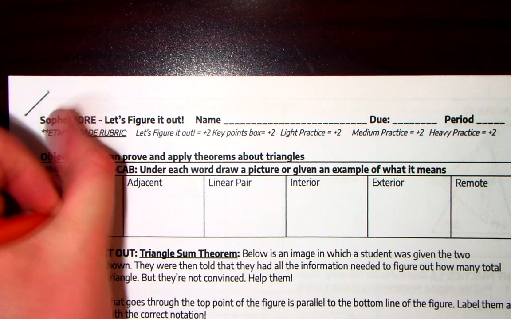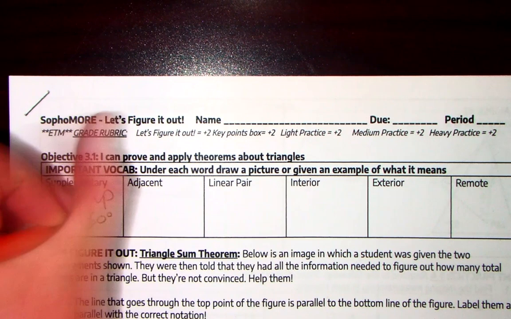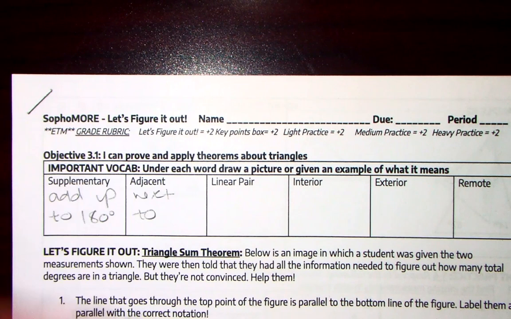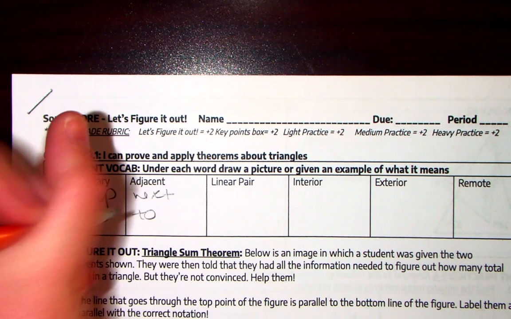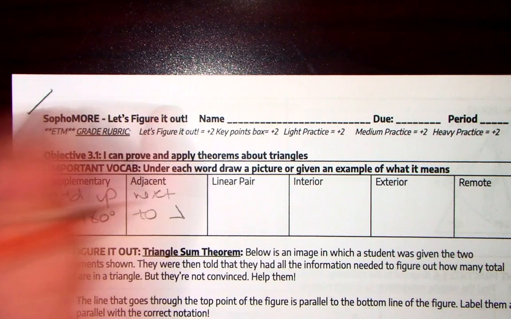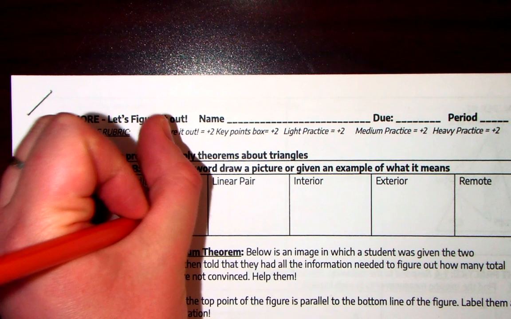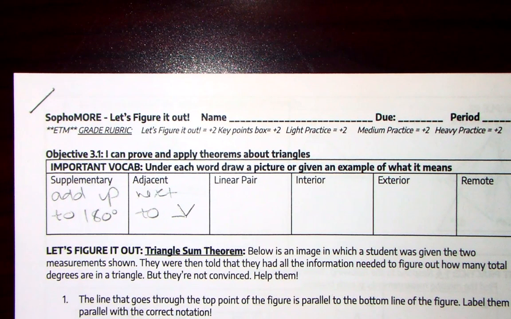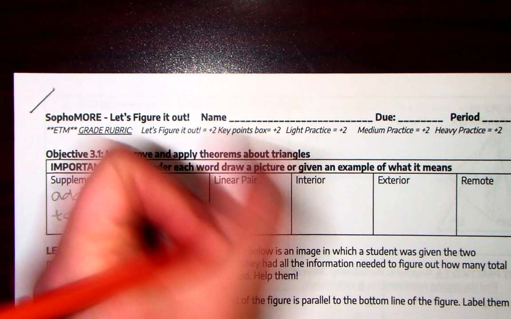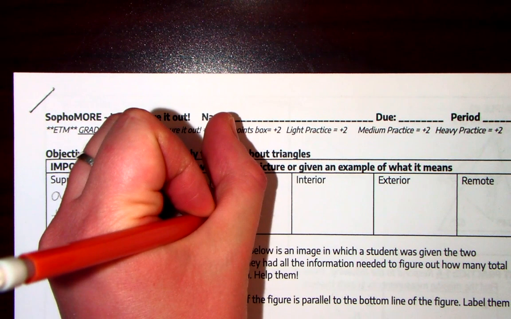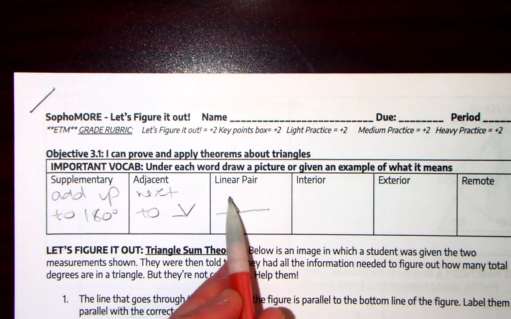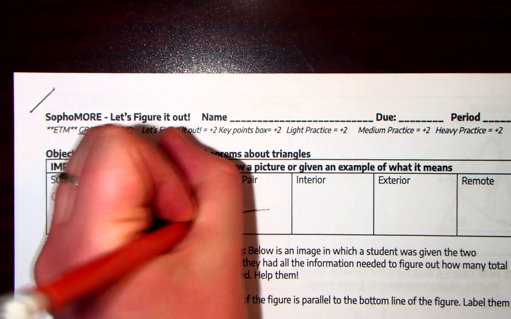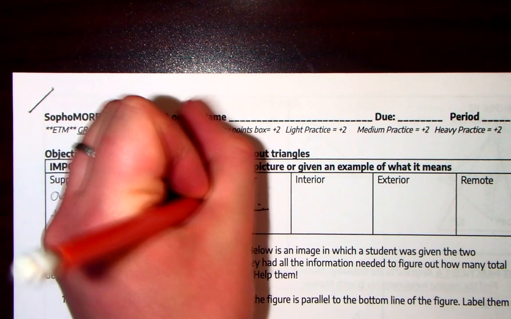Supplementary means adds up to 180 degrees. Adjacent means next to. In geometry, we use that word a lot with angles: if we've got one angle and then put another angle next to it so they share that side, we call those adjacent. A linear pair is a set of adjacent angles that form a line together. The angles are connected here and form a straight line, and these angles are supplementary, they add up to 180.